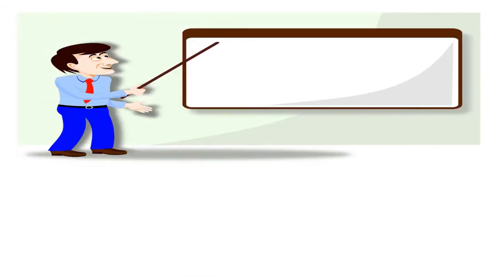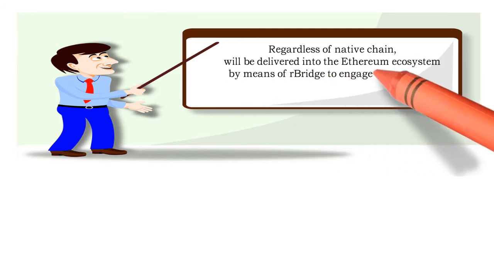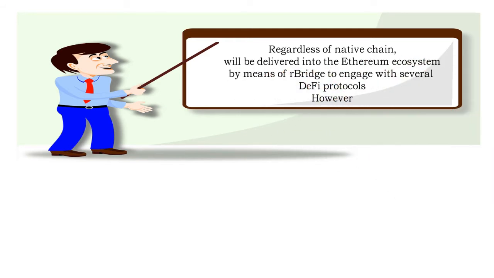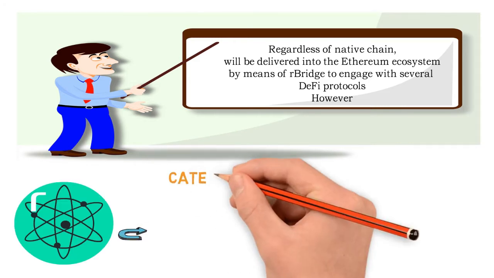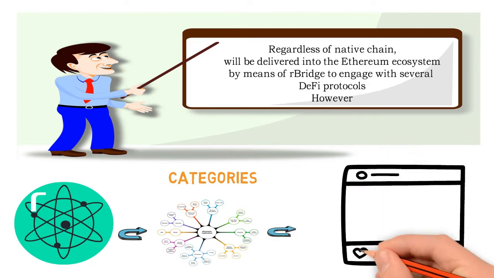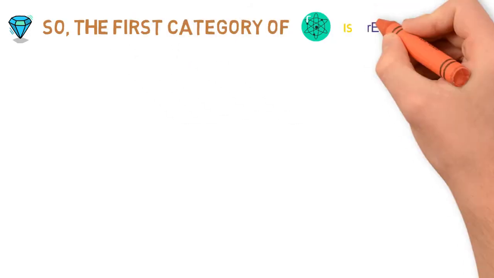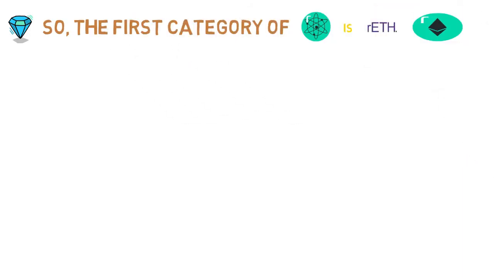All R tokens, regardless of native chain, will be delivered into the Ethereum ecosystem by means of R-Bridge to engage with several DeFi protocols. However, the R tokens are divided into some categories, which we will explain one by one in the later part of the video. So, the first category of R token is rETH.